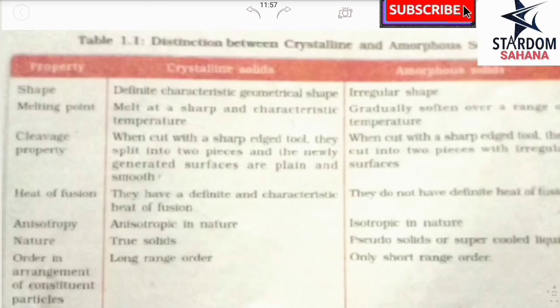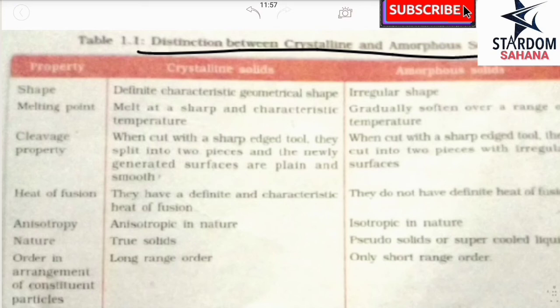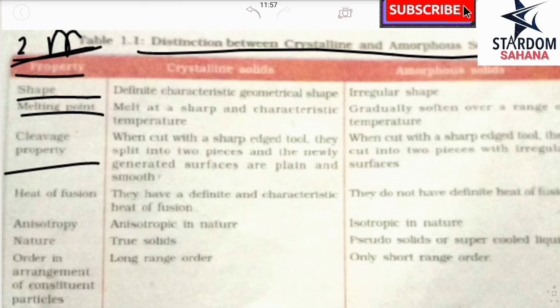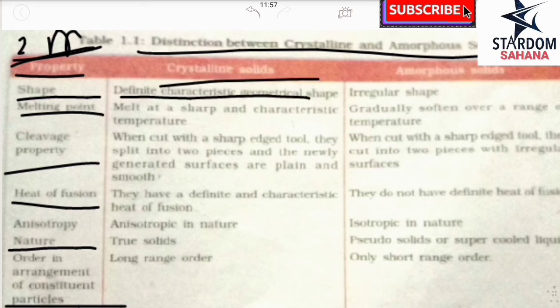Here are some of the differences between crystalline and amorphous solids. This is important for 2 marks. Here are some of the important properties: shape, melting point, cleavage property, heat of fusion, anisotropic nature, and order of arrangement of the constituent particles. Crystalline solids have a definite characteristic geometrical shape, whereas amorphous solids are irregular in shape.